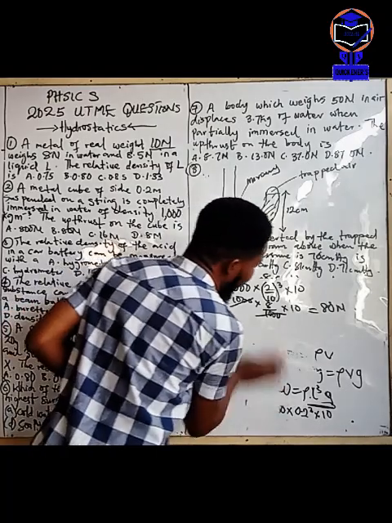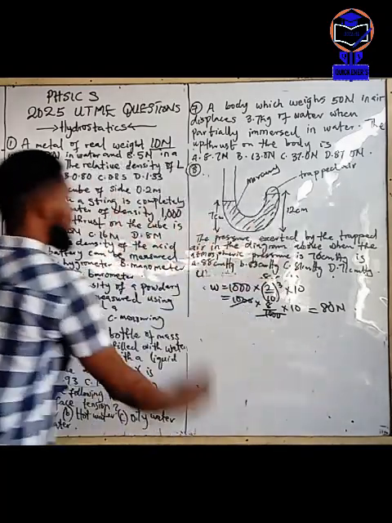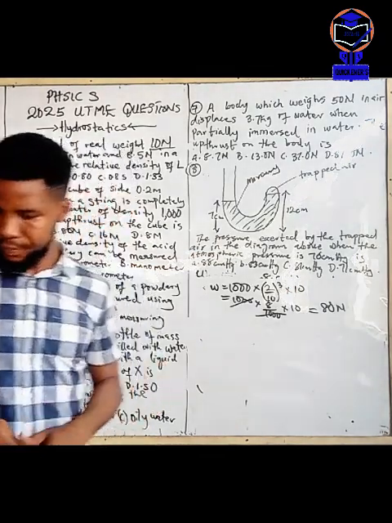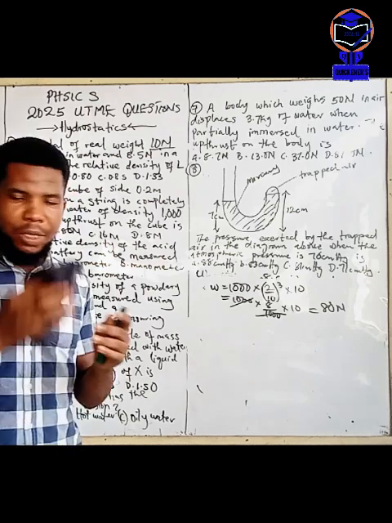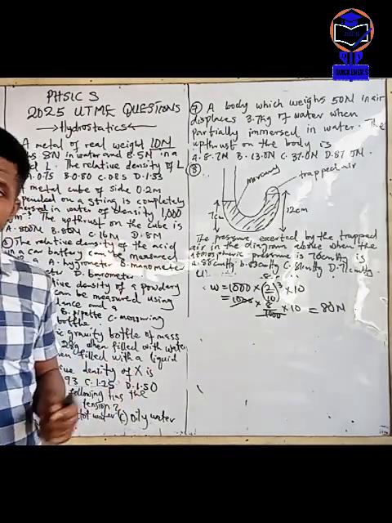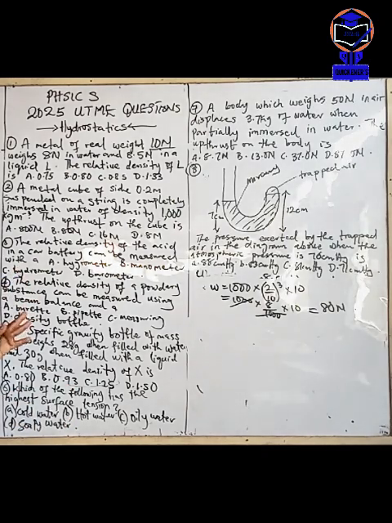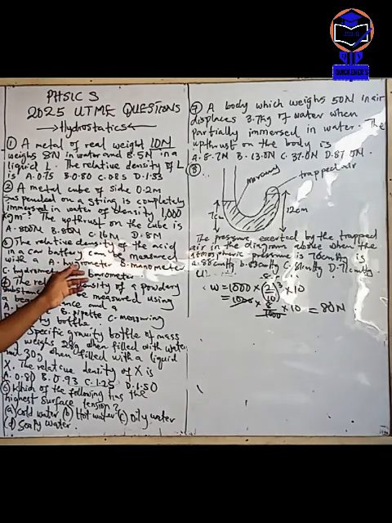Now the next question says: the relative density of the acid in a car battery can be measured with a what? What do they use to measure relative density? I think I should leave that. That's a very simple question. Just expect this in the exam. What is used to measure relative density?